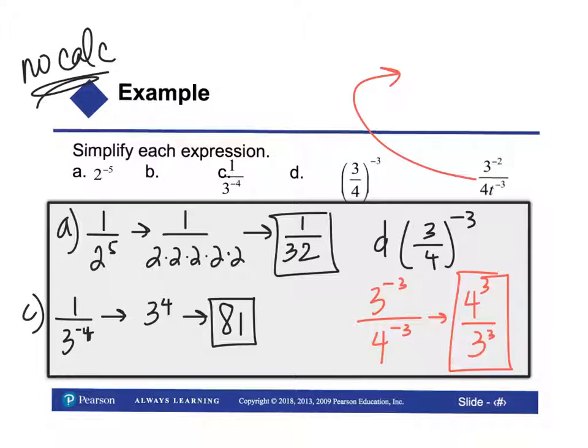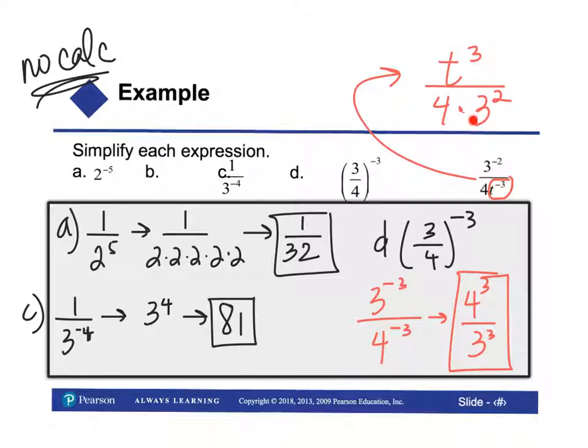Now for this problem right here, notice that the negative 3 is on the t, not on the 4. So 3 to the negative 2 is going to move down, and t to the negative 3 is going to move up. 4 is not moving. So we've got t to the 3rd over 4 multiplied by 3 squared. Again, because 3 to the negative 2 moved down, t to the negative 3 moved up.